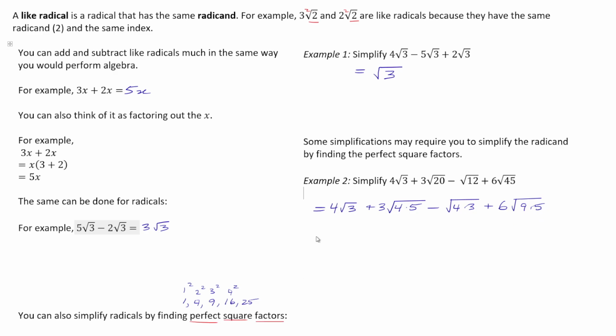Okay, so what am I doing here? Why did I need these to be perfect squares? Well, this is going to be 4 root 3, and then I can split this up right here into 3 square root 4 square root 5, minus square root 4 square root 3, plus 6 square root 9 square root 5.